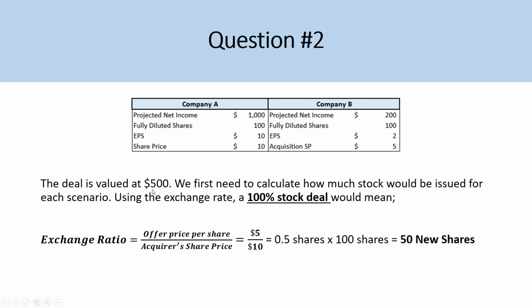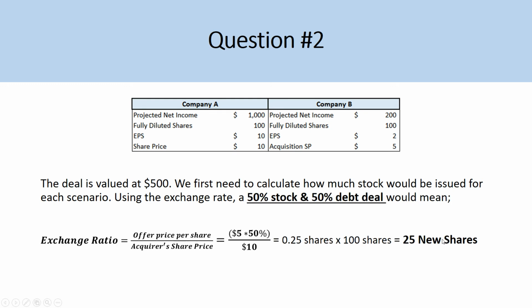So the deal is valued at 500. We first need to calculate how much stock would be issued for each scenario using the exchange ratio. A 100% stock deal would mean 5 divided by 10, 0.5 times 100 gives us 50 new shares. Now in the scenario where there's 50% stock and 50% debt, $2.50 of this acquisition price would be financed with stock. So we do $2.50 divided by 10, which is 0.25. We multiply that by 100, and that gives us 25 new shares.